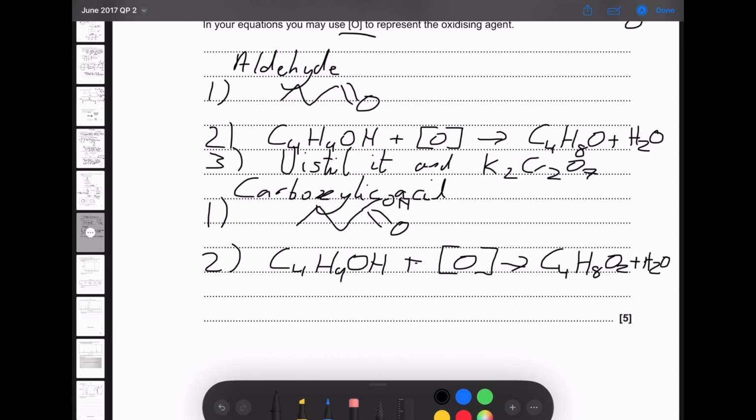Now this isn't balanced. Let's just check. Our carbons, we've got 4 on either side. Our hydrogens, we've got 10 on either side. Our oxygens, we've got 2 on this side and 3 on this side. So how are we going to balance it? Well, we'll just put a 2 in front of the oxidizing agent. And then finally 3. This time we're going to reflux. And again, it can't hurt.